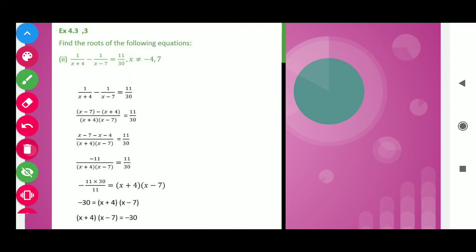So students, let's start. First, take the LCM of this one. We get x plus 4, x minus 7. In this way, we get in the numerator x minus 7 minus x plus 4. Students, here is a negative sign outside the bracket. In this way, we get minus 7 minus 4. Now, on calculating this, we get minus 11 over x plus 4, x minus 7 is equal to 11 over 30. 11 and 11 will cancel out. You can see here, these two terms cancel out. And after that, by doing the cross multiplication, we will get the quadratic equation.